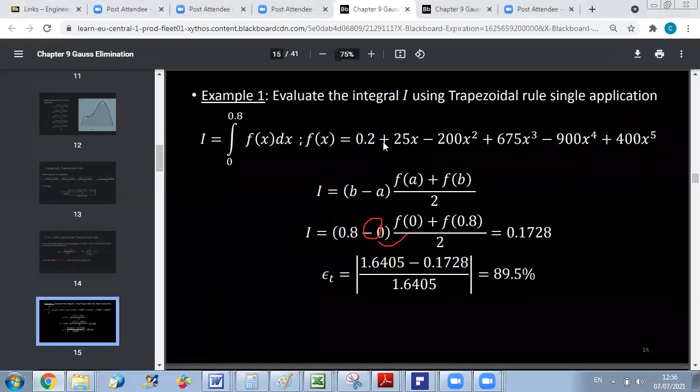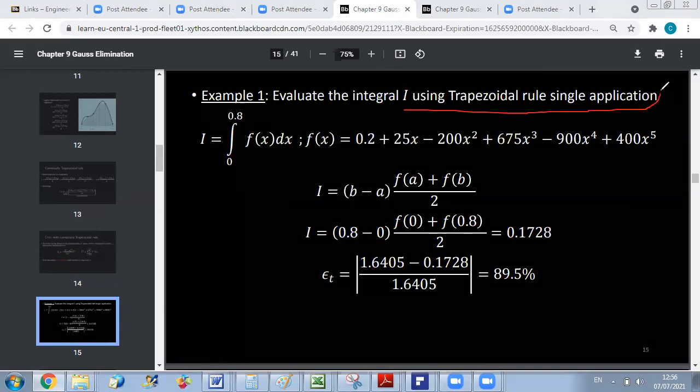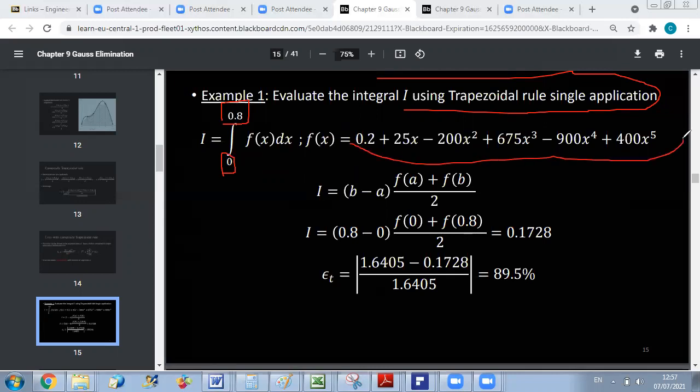Let us see this in a numerical example. So let us evaluate the integral I using trapezoidal rule single application. So when they say using trapezoidal rule single application, this means that I just use one segment. I don't divide into several segments. So if I want to do this, all I have to do is to apply the formula. So here I just have these 2 points, 0 and 0.8. And since they gave me the actual function, I can predict the exact value of the true value. So first I can find I true to compare with my numerical calculation of the integral.